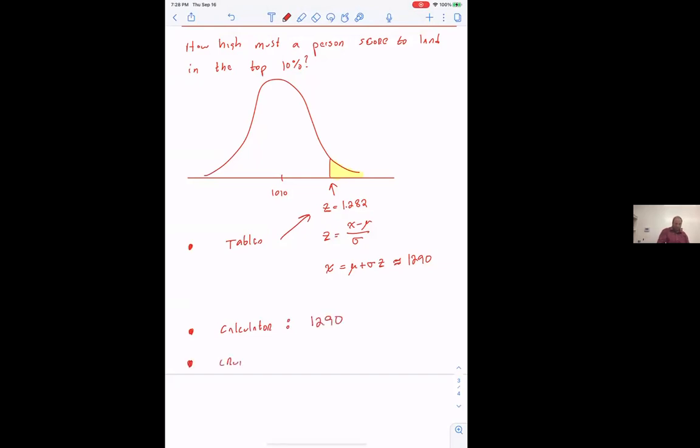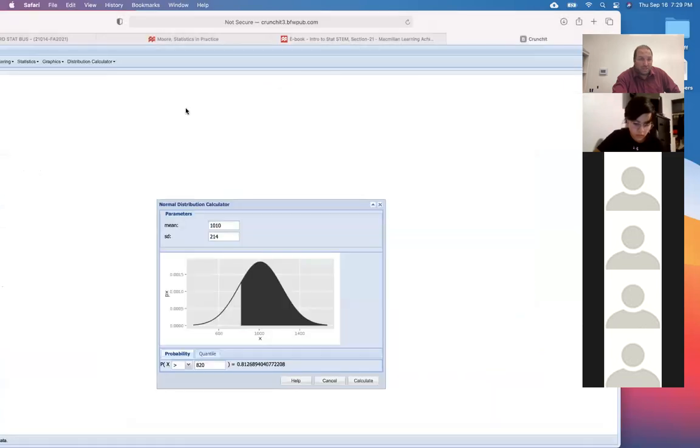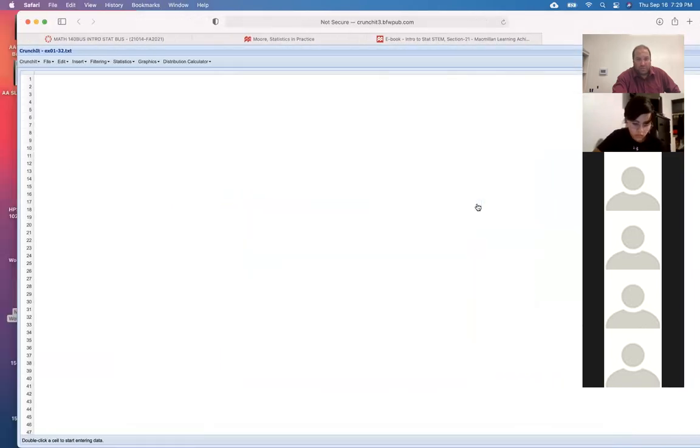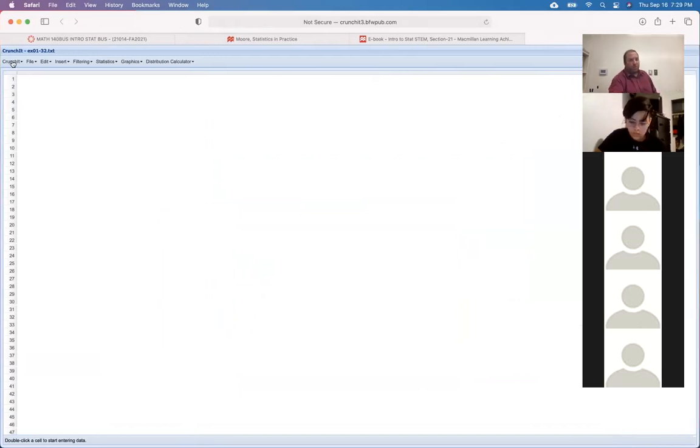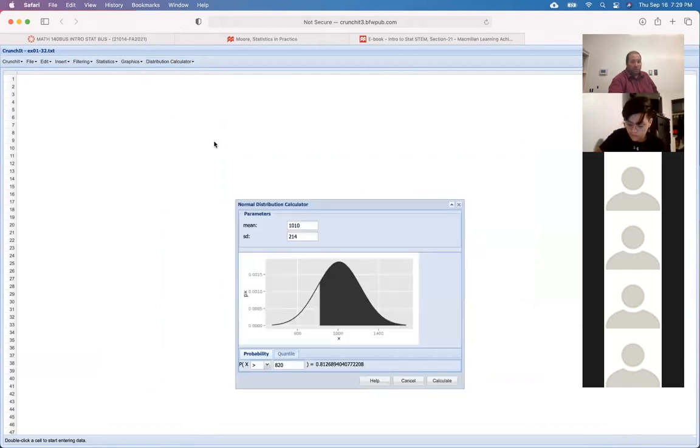And then we're going to go to Crunchit for the third and final way of doing it. So when I go to Crunchit, I'm going to share my screen here again. And here's Crunchit. Okay. So where do you think I go amongst these headings for this particular calculation? Distribution calculator. Okay. And which one do I want to go to? Normal. Good guess. We're still dealing with a normal curve, right? What mean do we have? Same. Same standard deviation? The same.